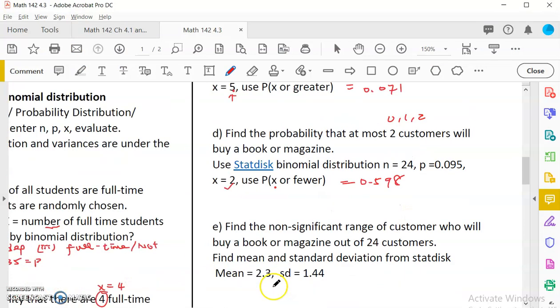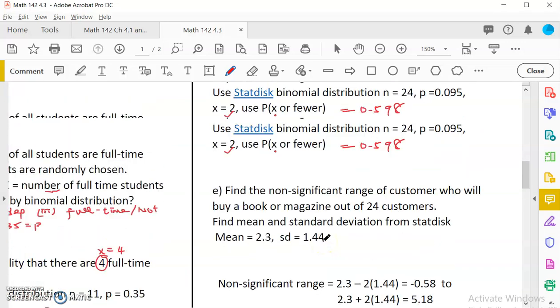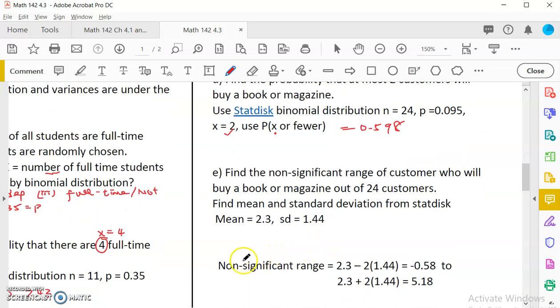Okay, so I'm going to stop here and then we'll do an example on the non-significant range in the next video and also more practical examples.